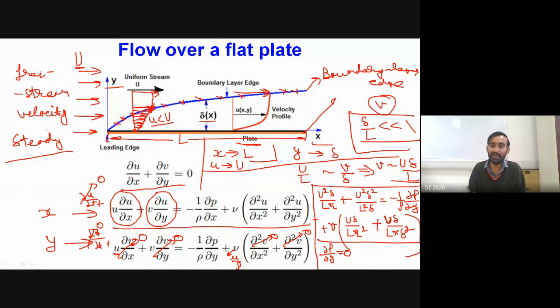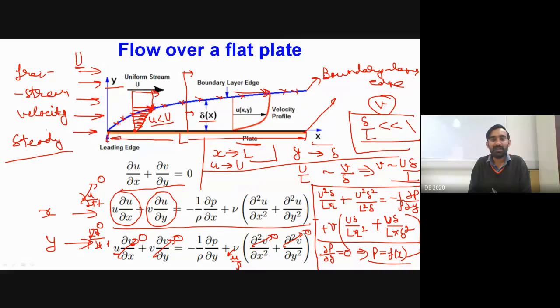If del P by del y is equal to 0 and we have a two-dimensional field, this clearly tells us that pressure is only a function of x. Pressure is not a function of y. It means whatever pressure I have within the boundary layer, the same value of pressure will be there outside the boundary layer also, and pressure will be a sole function of x. So our second equation is entirely gone.